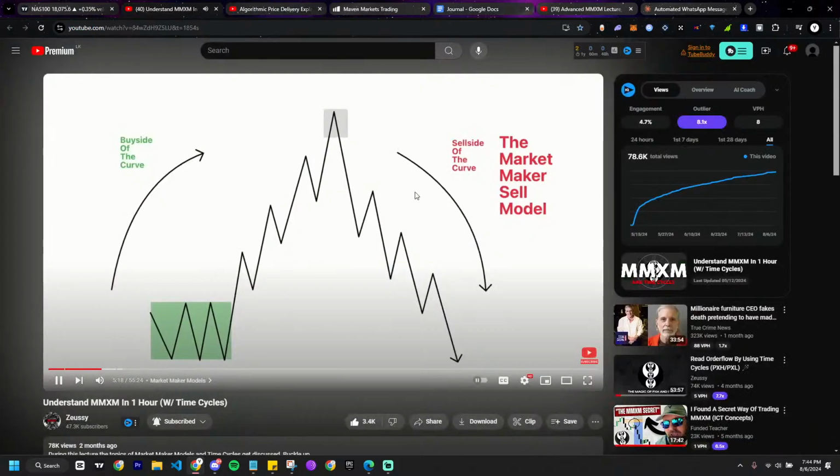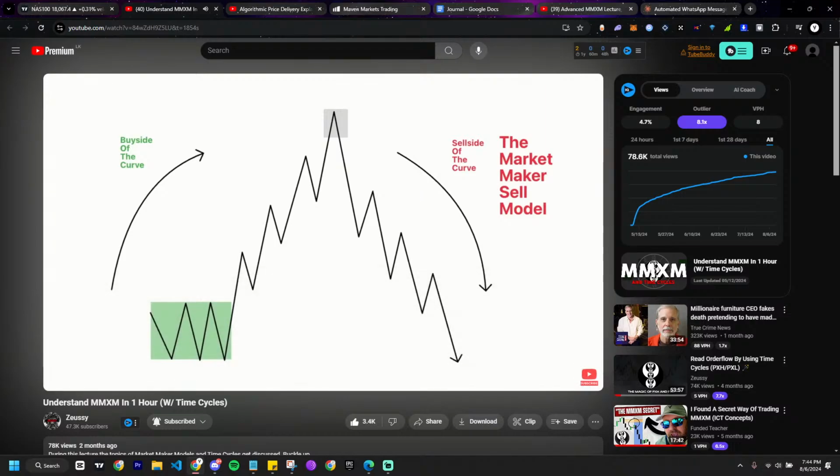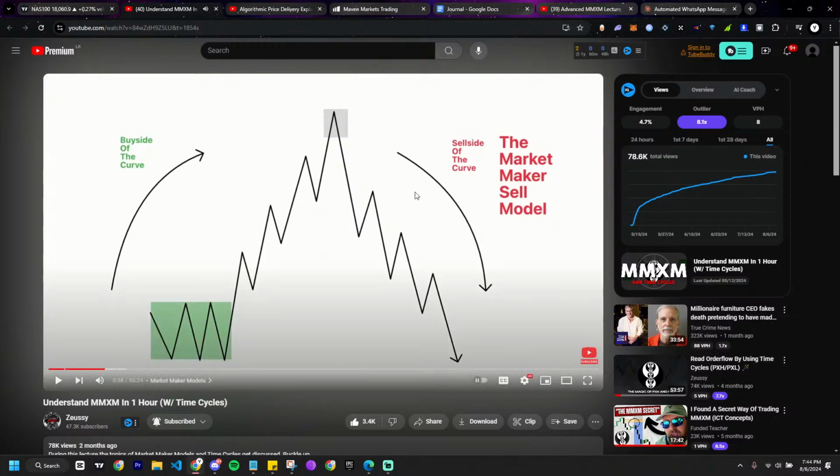Now let's think for a moment about why it's called the sell side of the curve. Because the market is drawn towards sell side liquidity, and sell side liquidity rests below all the lows. The reason it rests below all the lows is that in order to get out of a buy position, you need to sell, and therefore it's called sell side liquidity. The liquidity is on the sell side.